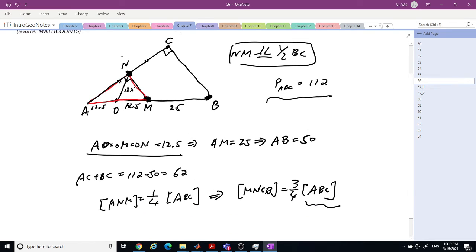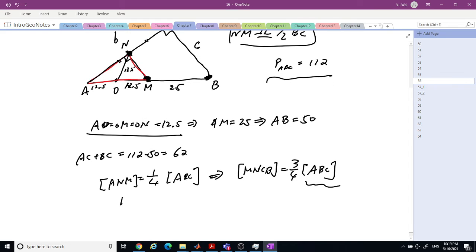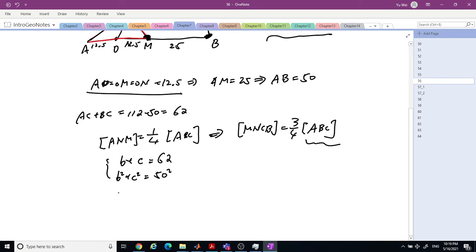Now let's say this is b and this is c. So we know b plus c is equal to 62, and also b squared plus c squared is 50 squared. And the area of ABC is half of b times c, right? So from 1 and 2, the goal is to solve b times c.